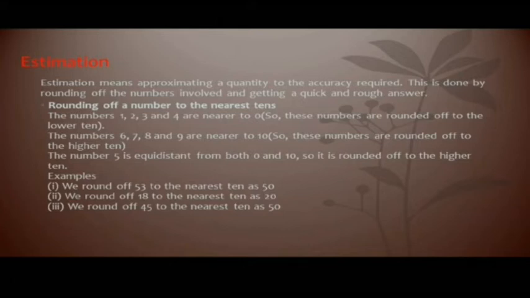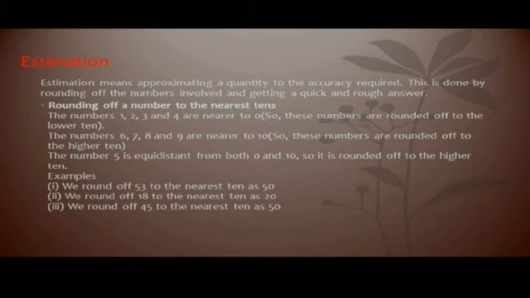So, what we can do is, the numbers 1, 2, 3 and 4 are nearer to 0, so these numbers are rounded off to the lower 10. And the numbers 6, 7, 8 and 9 are nearer to 10, so these numbers are rounded off to the higher 10. Now the number 5 is equidistant from both 0 and 10, so it is rounded off to the higher 10.